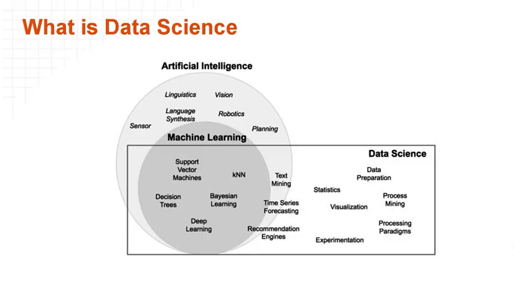Data science is the field of artificial intelligence which deals with many areas of computer science. For example, linguistics, language synthesis, sensors, vision programming, robotics, planning, and inside machine learning, for example, support vector machines, decision trees, deep learning, Bayesian learning, time series forecasting, data visualization, data preparation, data mining, and various other statistical purposes.